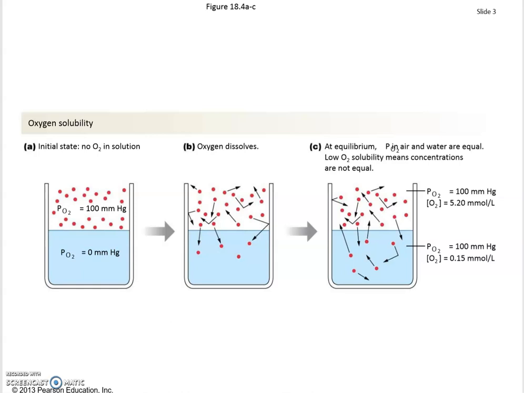The reason for that is that although some gas can always dissolve in a liquid, the example here is oxygen and how it might dissolve in liquid plasma. If you just had oxygen at a concentration of 100 millimeters of mercury, and there's 0 millimeters of mercury in here, the initial state, and then oxygen starts to dissolve, when you're finally done, you get about 0.15 millimoles per liter of oxygen dissolved in plasma, and that is just simply not enough.